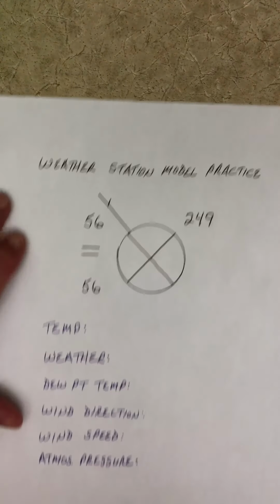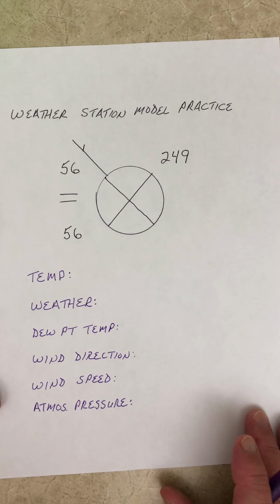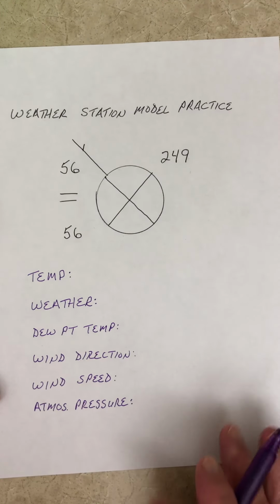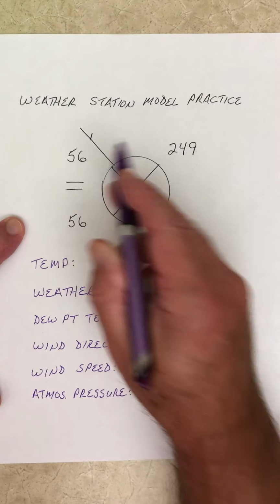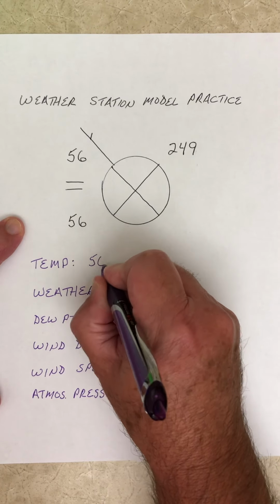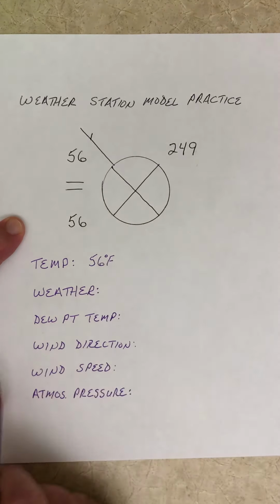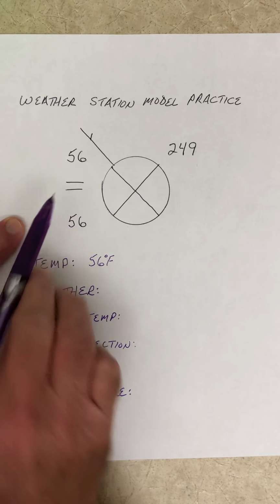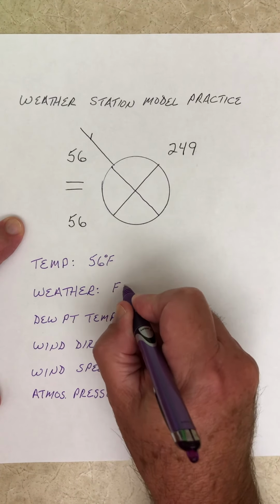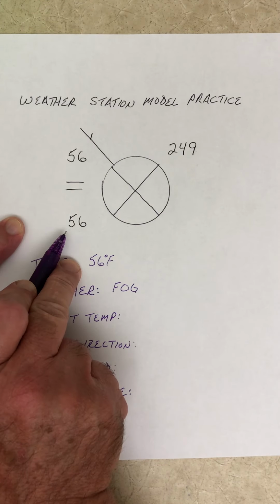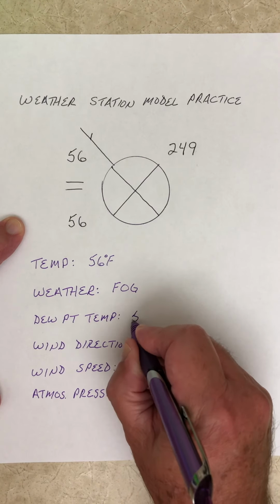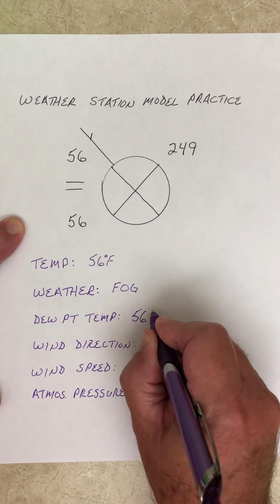Let's do one more example now. In this particular case, I have the weather station model itself, and let's figure out what everything is on here. Our temperature is going to be 56 degrees Fahrenheit. Our weather is an equal sign. That is the symbol for fog. Our dew point temperature is also 56 degrees Fahrenheit. That's one of the reasons we have fog.